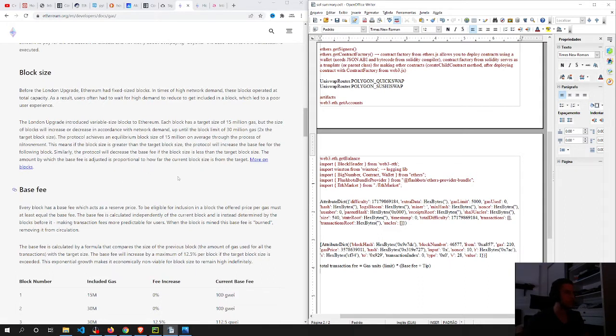Each block has a target size of 15 million gas, but the size of blocks will increase or decrease in accordance with network demand, up until the block limit of 30 million gas.